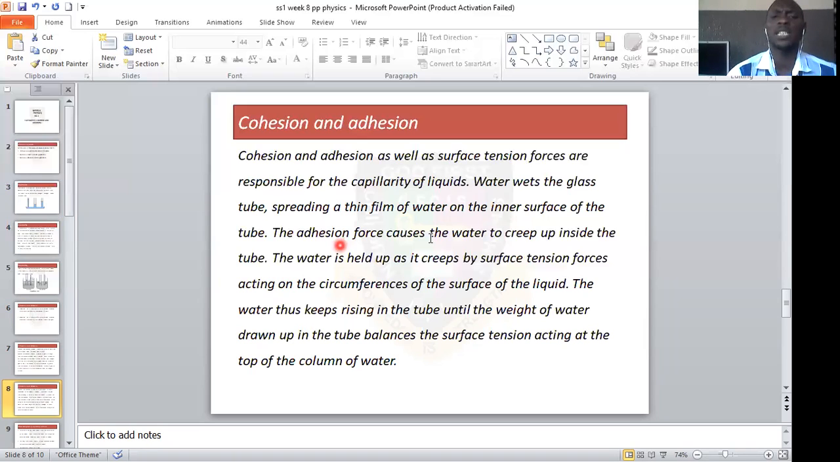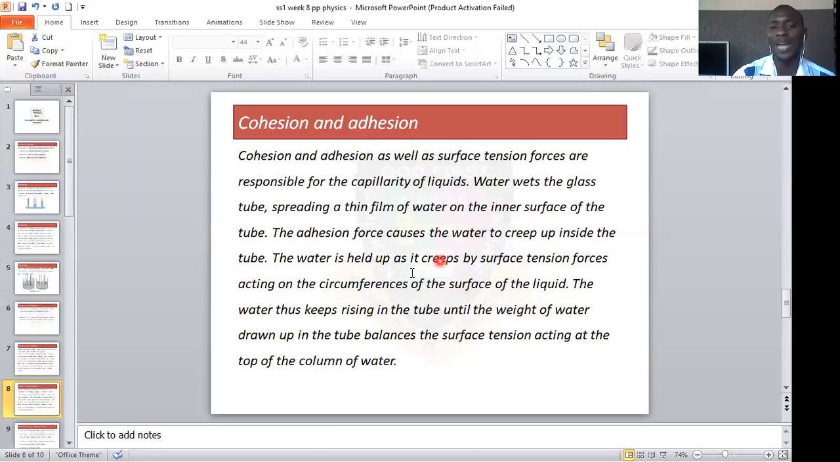Adhesive force causes water to creep up inside the tube. Adhesion is the effect by which water rises inside the tube. I told you it is the force of attraction between two different substances. Because the adhesive force is stronger than the cohesive force, water tends to move up in the tube or in the porous surface.